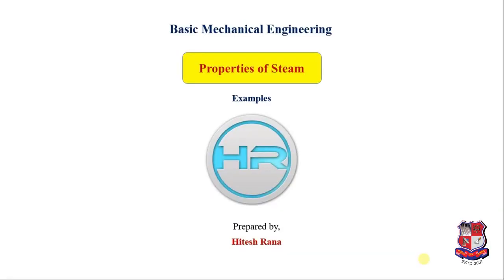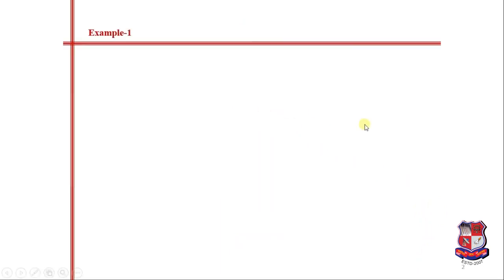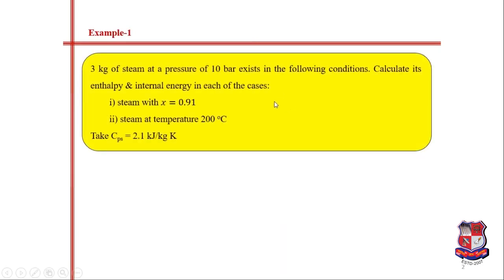Okay, so today we will continue our examples on properties of steam. So example number 1, 3 kg of steam at a pressure of 10 bar exists in the following conditions. Calculate its enthalpy and internal energy in each of the following cases.